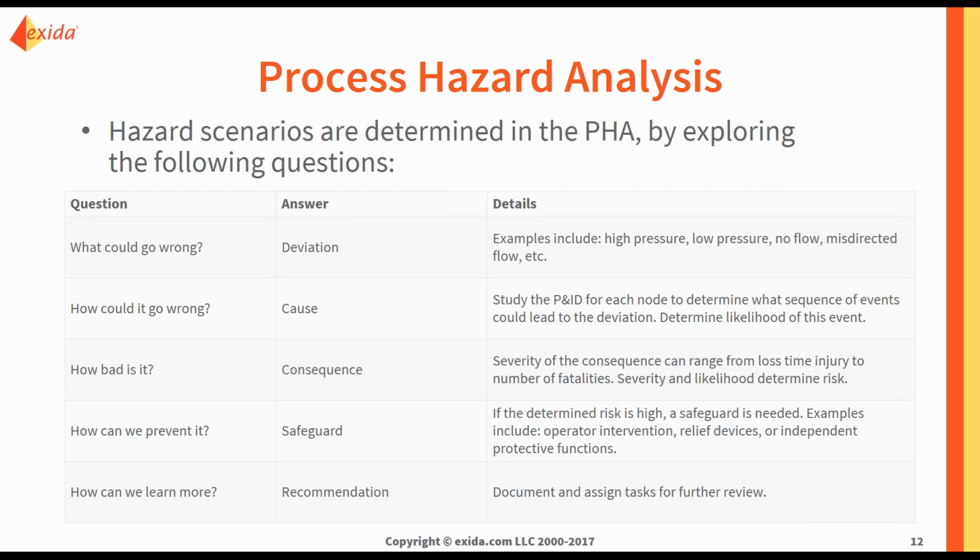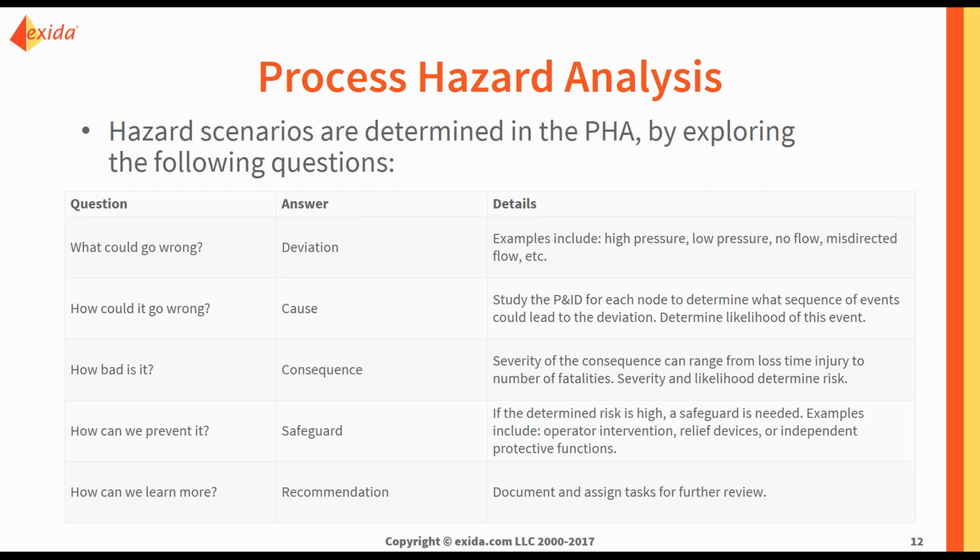From there, you want to ask, how bad could it be if this happens? The answer to this question is your consequence. The severity of your consequence can range from lost time injury to number of fatalities. Sometimes, if it's not a safety hazard, but instead a business or environmental hazard, instead of the magnitude of the injury, you might say, how much money could the company lose if this happens? Or what could be the impact on the environment if this happens? Together, severity and likelihood determine your risk.